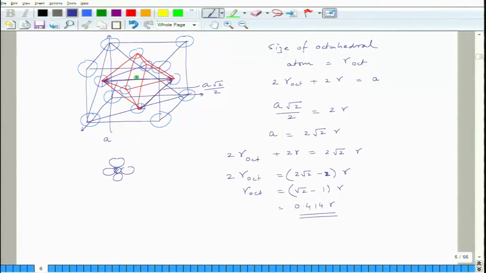Similarly, if you now need to find out the size of the tetrahedral atom, in case of HCP it's easier because the atom sits in the tetrahedral void. Since it's at 1 by 4, 1 by 4, 1 by 4, the distance between this point and the apex is, so let's say if this is the tetrahedra, I'll probably do it on the next page.